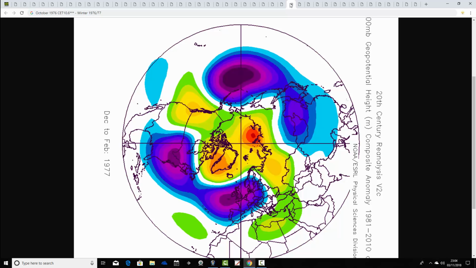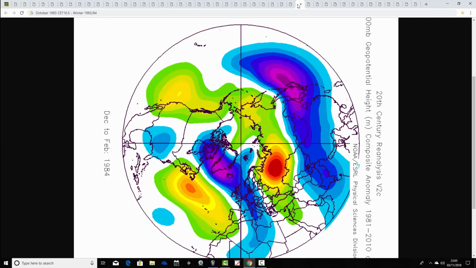October 1976 has a CET of 10.6, again bang on the October CET for 2018. The winter of 1976-1977, and this one's showing up in the analogues a lot as well, has the above average heights to the north, the below average heights to the south, bringing in those easterly winds. That also has quite a cold Christmas, and there was some snow around during Christmas 1976.